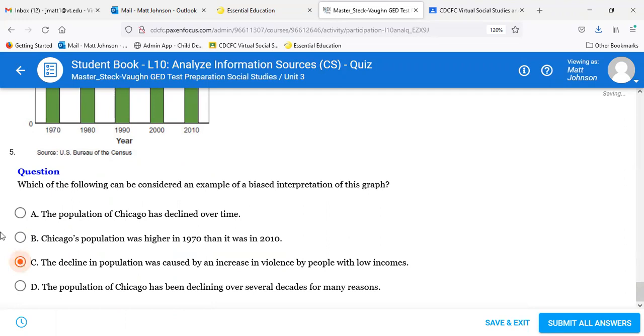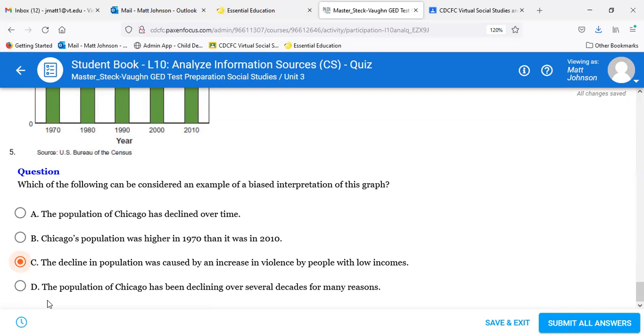Okay. So here I'll explain it. Right. So we have those numbers that we can rely on. But what we don't have here is any indication of why the population declined. Right. So obviously D, it's declined over several decades, and there's certainly more than one reason for that.